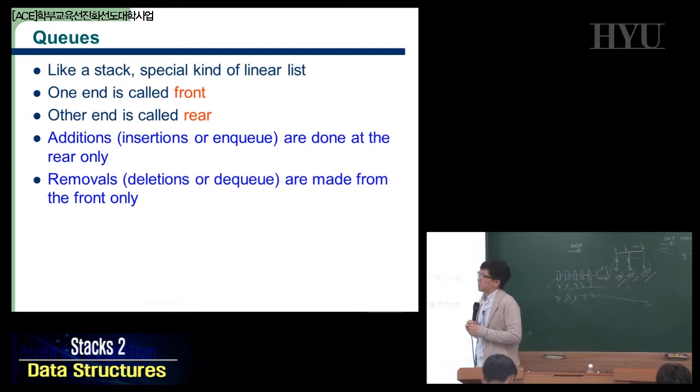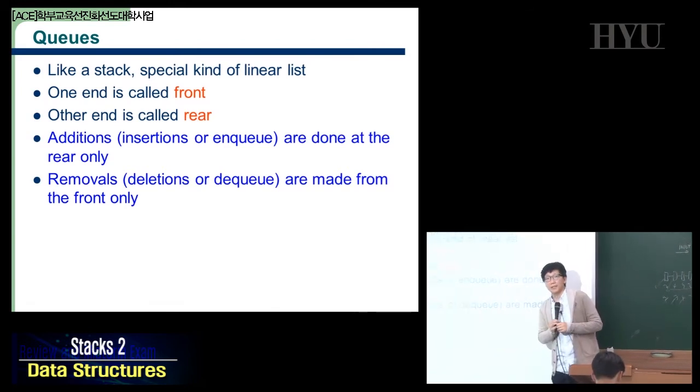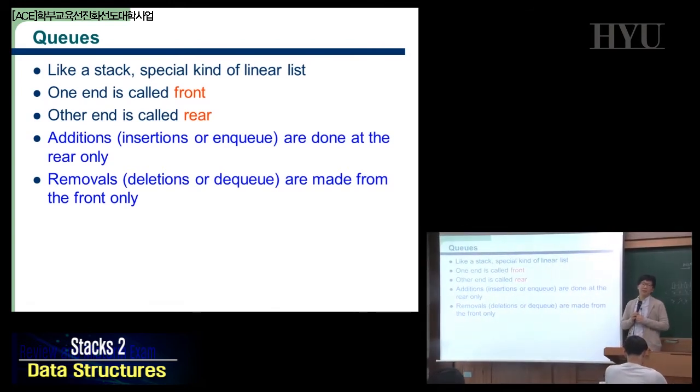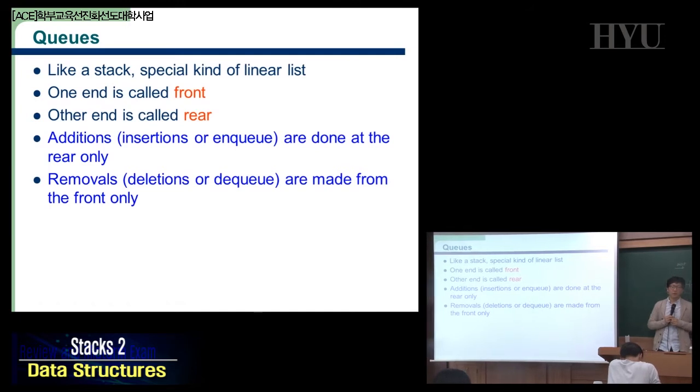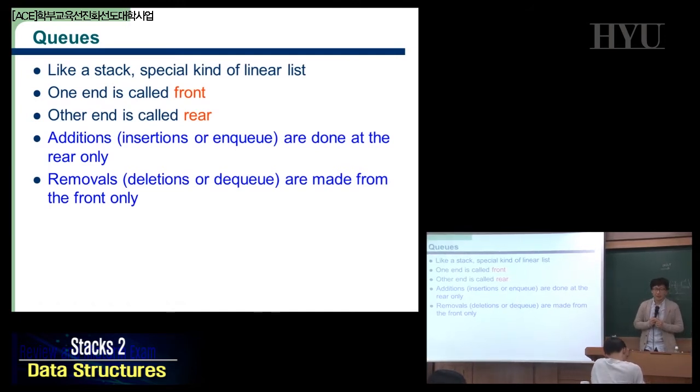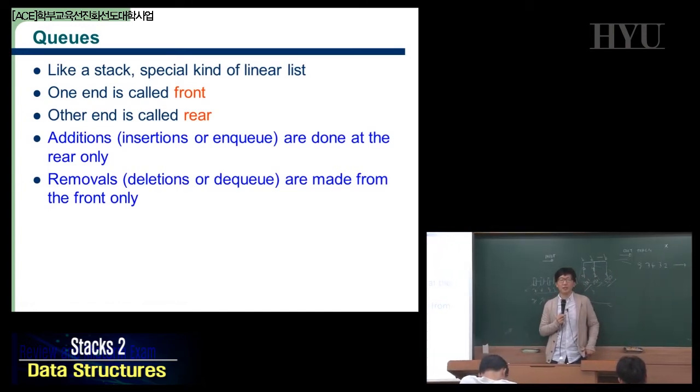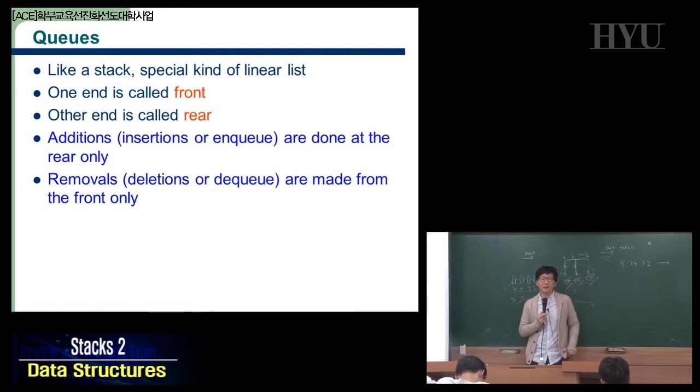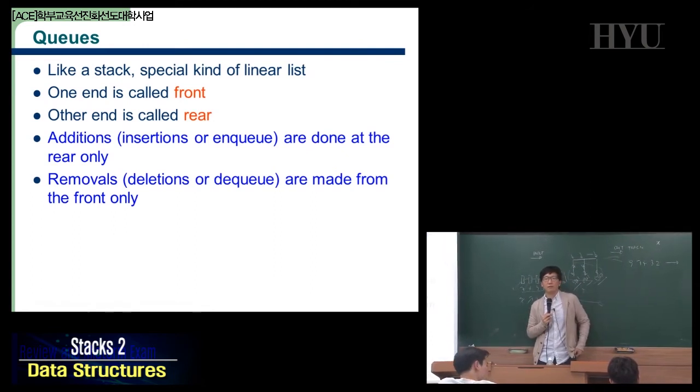Like a stack, it's a special kind of linear list. I just have a set of elements in it, done. One end is called front, the other end is called rear. Front and rear, top and bottom. Same word, but they like to use different vocabularies for this. It's a linear list. The basic operations I have to do are adding an element, removing an element, finding out whether this list is empty, finding out how many elements are in my list. 그죠? Those are the basic operations.